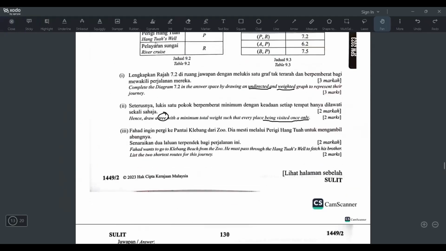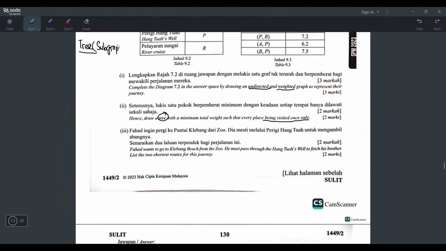Okay, I will write the notes here. So tree, ataupun pokok, is actually a subgraph. Tree is actually a subgraph and it has 4 characteristics, and I always tell my own students to memorize it. Okay, first characteristic is it has to be a simple graph. Tree has to be a simple graph. It means no multiple edges and no loops. Second characteristic, all vertices have to be connected. Connected. It means semua kena join.